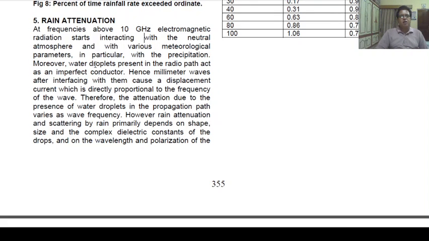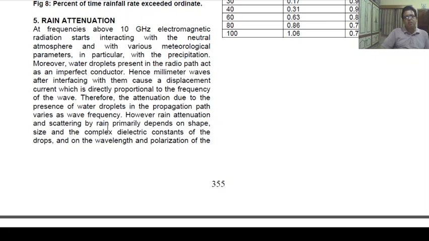with precipitation. Moreover, water droplets present in the radio path act as an imperfect conductor. Hence, millimeter waves interacting with them cause a displacement current which is directly proportional to the frequency of the wave. Therefore, attenuation due to the presence of water droplets in the propagation path varies with the wave frequency.